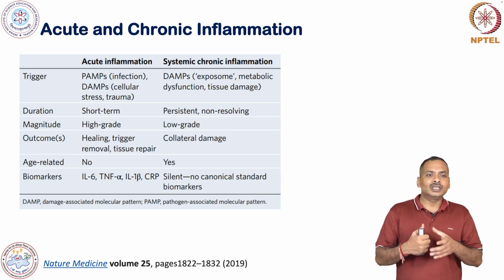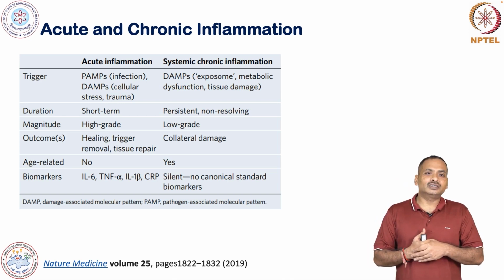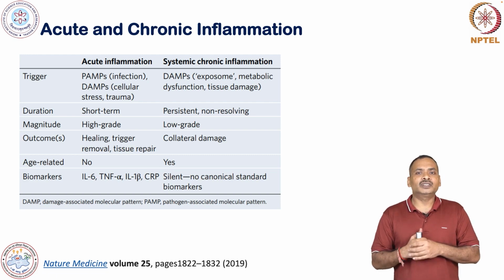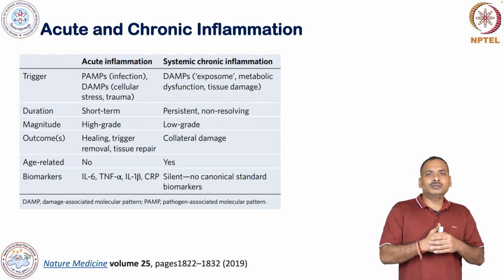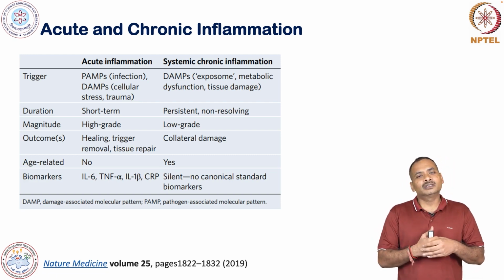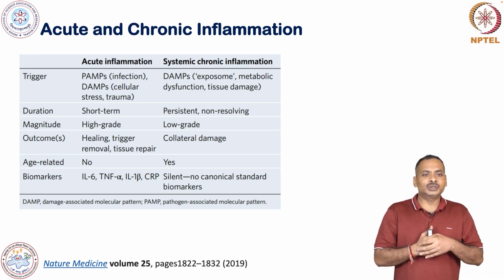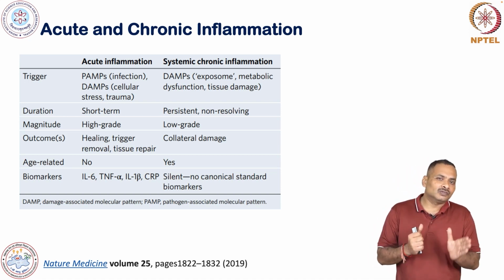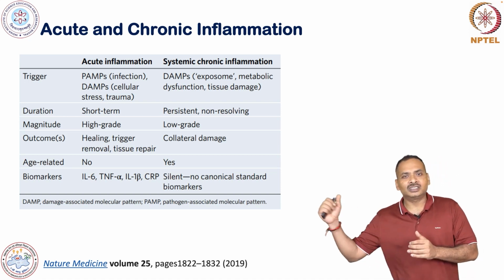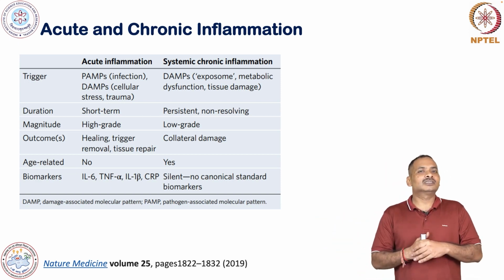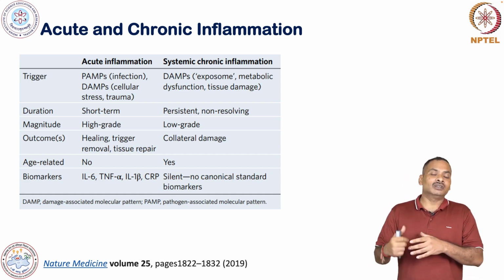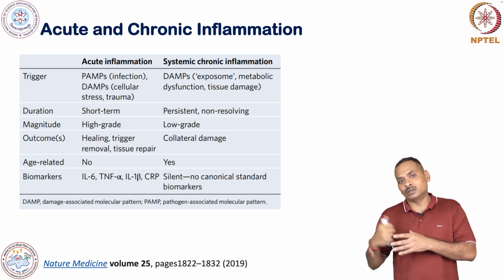Magnitude in the case of acute will be very high grade, and in the case of chronic it will be very low grade. The outcome of acute inflammation will be healing of the tissue and tissue repair. But in the case of chronic inflammation, the inflammation which is very low grade and persistent for a long time will cause some problem, and here it is written as collateral damage. It will cause collateral damage and result in some very complex disease.